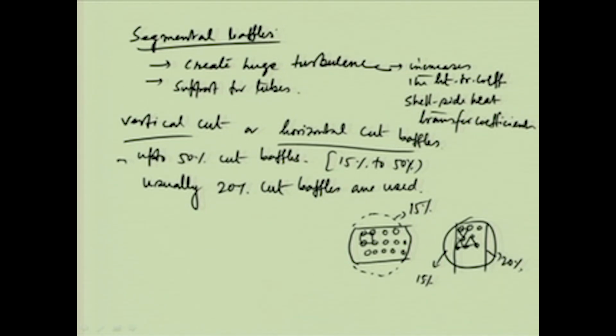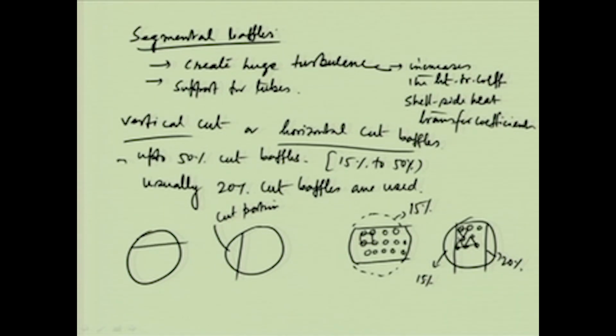So this way the baffles are there, and the baffles can be only one side cut. Suppose this is only the vertical cut. This is the cut portion. Similarly, it can be only this as the cut portion. When we say 20% cut baffle, it means that the area of the cut portion is 20%. So it is based on the area of the cut portion.